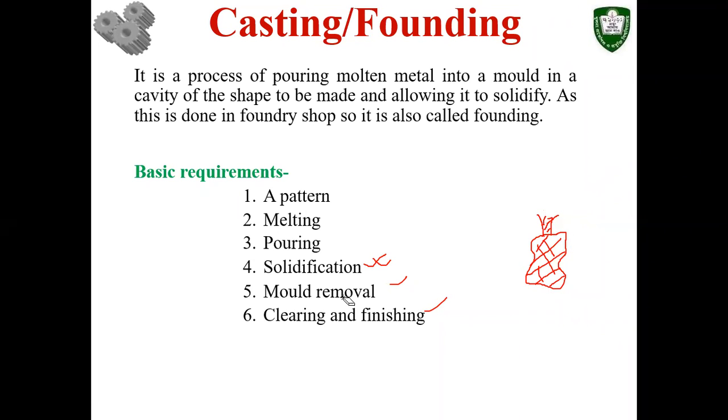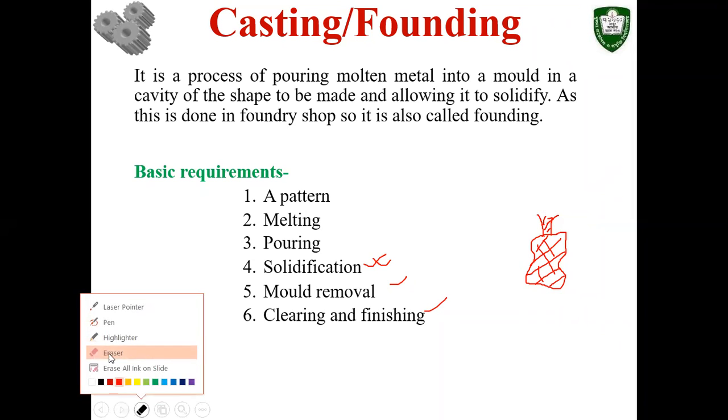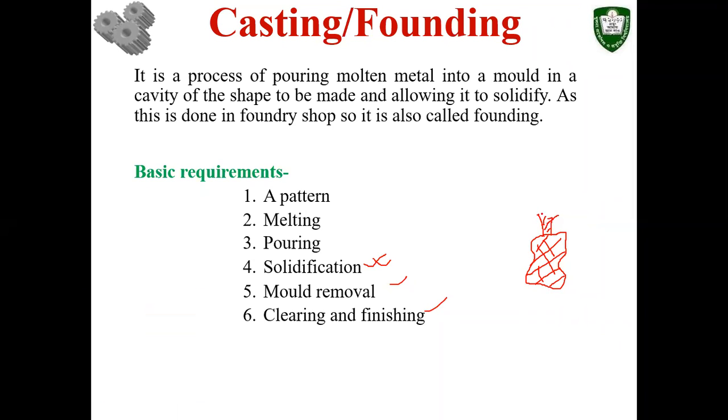Okay, so this will be your final part. Once you get the final part out of the mold, this is your final part. Then you need to do some clearing and finishing. If you want to have the proper finishing on the surface, you want to coat the surface with some other materials, or if there is any defect on the surface, then you want to remove that.